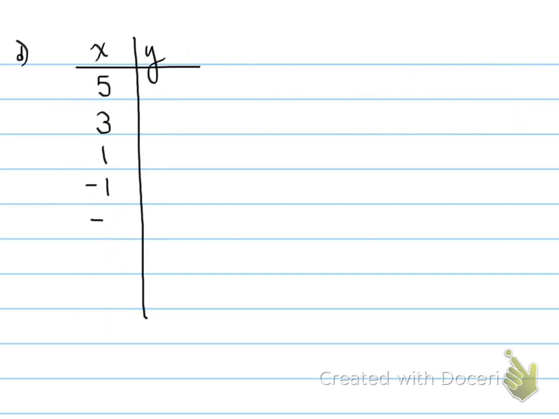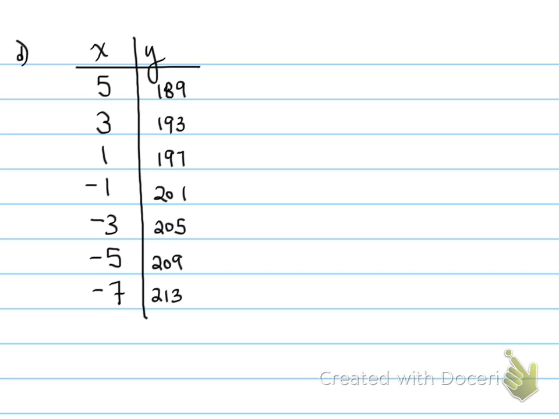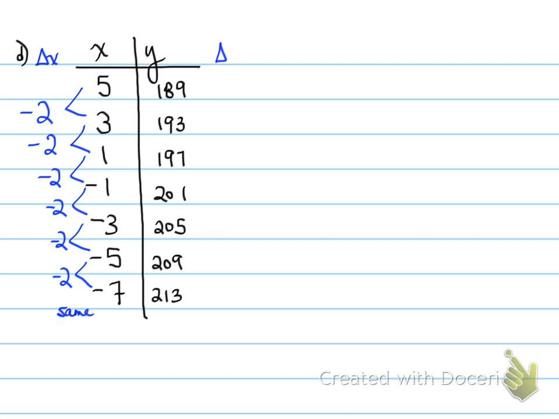Let's look at this table. We have a table of values right here. And these are larger numbers, of course. And we need to see that the x's go in order. Yes, they do. And now we're going to perform our delta. Delta x, minus 2, minus 2, minus 2, minus 2, minus 2, and minus 2. And we see that delta x is the same. Wonderful. We move over to the other side, delta y.